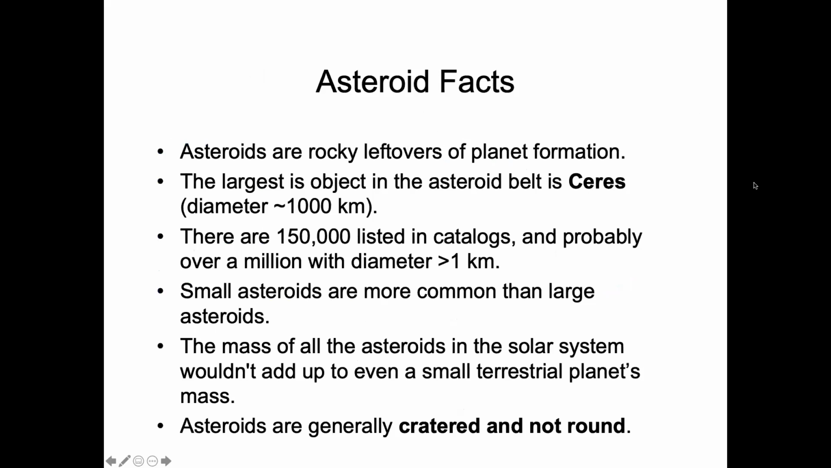And so asteroids tend to be pretty small by comparison to planets. The largest one is around 1,000 kilometers across. That is Ceres, all right, the largest object in the asteroid belt. And in the third bullet point, we have this number here that there are 150,000 asteroids listed in catalogs. And I'm sure that that number has updated, and there are many more than that now from the time that these slides were made.